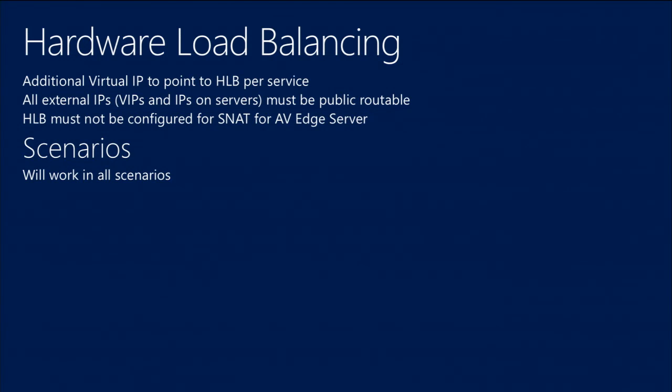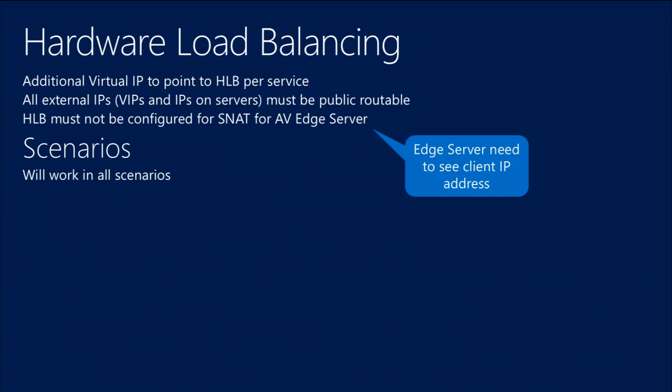From an edge perspective, we're going to need additional VIPs that point to the hardware load balancers. We need external IPs. We have to do publicly routable external IPs on the VIPs, and you must not SNAT on the AV edge. What we mean by that is the client IP address has to make it through to the edge server. We can't SNAT it and make it look like all the requests are coming from the hardware load balancer. That will not work for media traversal. If you try to do that, you won't be able to set up calls properly. It's just not going to work. So don't do that.